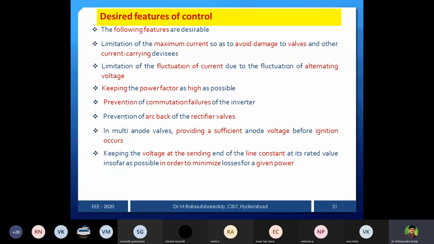Keeping the voltage at the sending end of the line constant at its rated value, as far as possible, in order to minimize the losses for a given power. So the loss has to be minimized. So the voltage at the sending end of a line should be constant and at its rated value to minimize your power losses.